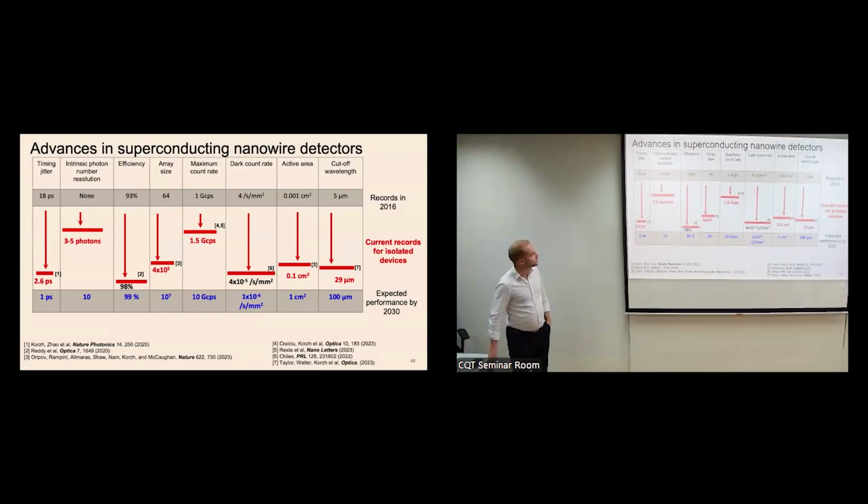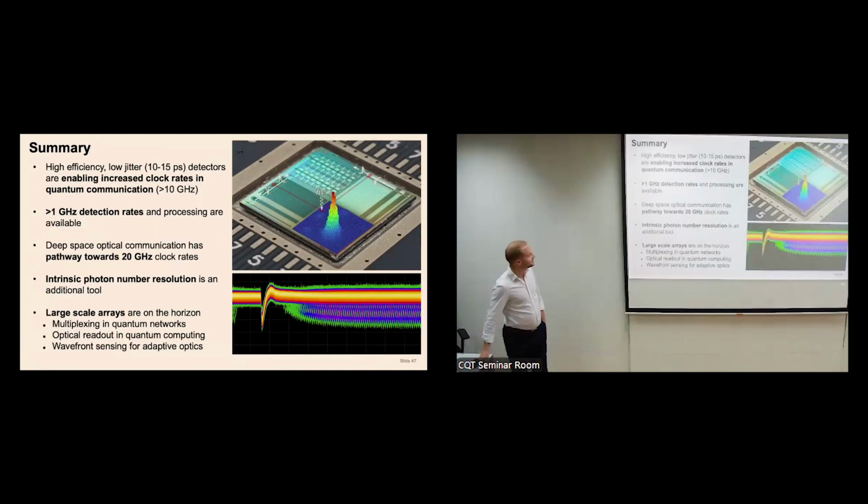And so I'll leave you with this. These are current records for SNSPDs on individual metrics, but as a community, we really think this is not over. We've got so much more room for improvement. These are our guesses for where we think we can get to in the next 10 years. We're going to keep ourselves nice and busy. So yeah, with that, I'll wrap up.